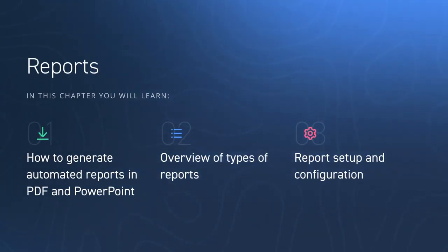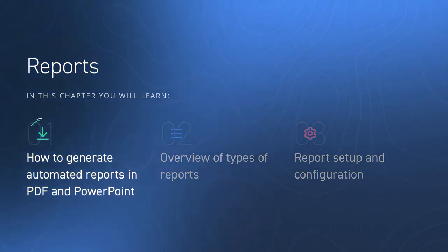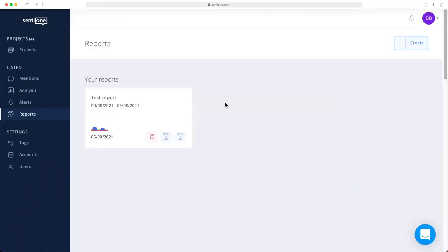Reports. In this chapter, you will learn how to generate automated reports in PDF and PowerPoint, overview of the types of reports, report setup and configuration. Sometimes, analyzing all mentions and online discussions can be time-consuming. That's why we've created automated reports that allow you to quickly get an idea how your projects are performing, what's the overall perception, what are the sample mentions, and more.